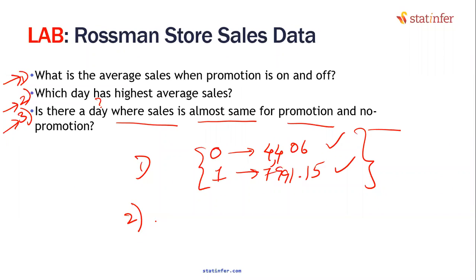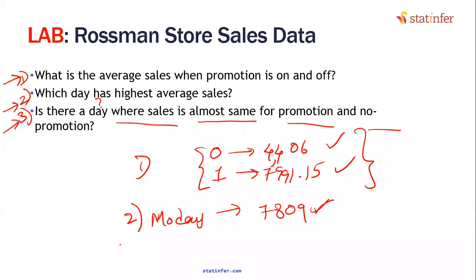Second one, which day has the highest average sales? Tell me the day with highest average sales. I think we have already seen it. Apparently that happens to be Monday, and the average sales is how much? Monday has the average sales of 7,809. Whether it has promotions and all that, we don't care.